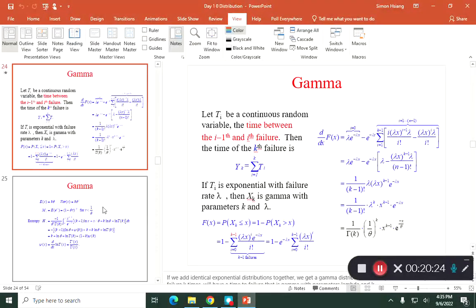The gamma distribution is that, okay, now if, let Ti be a continuous random variable, the time between the (i minus 1)th and the ith failure, then the time from i equal to 1, i equal to 2, i equal to k.